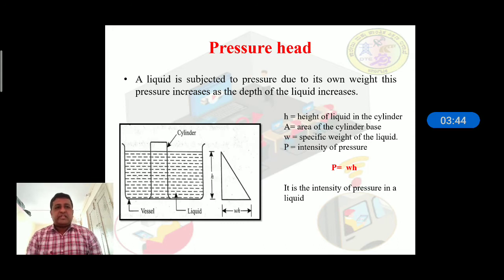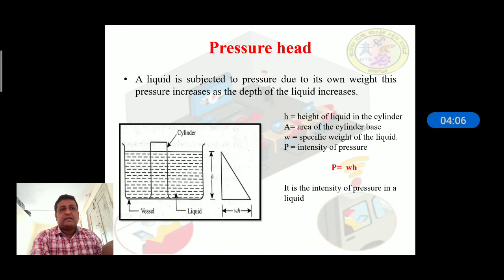Let's move to the next topic, pressure head. A liquid is subjected to pressure due to its own weight. This pressure increases as the depth of the liquid increases. This figure shows how to measure the pressure head.